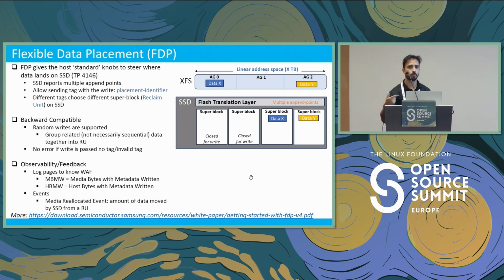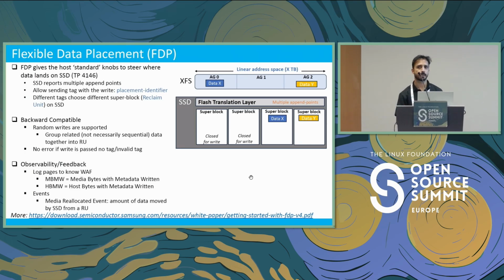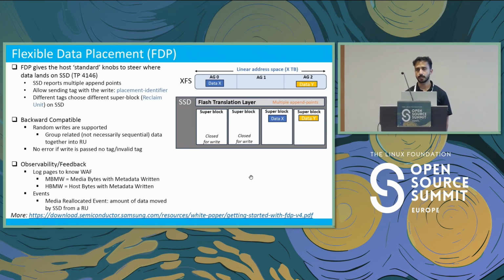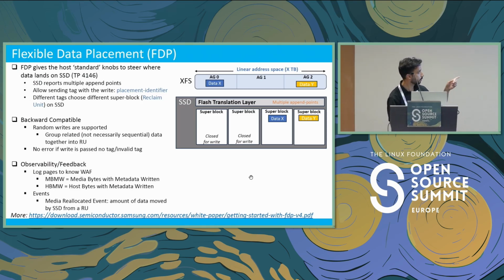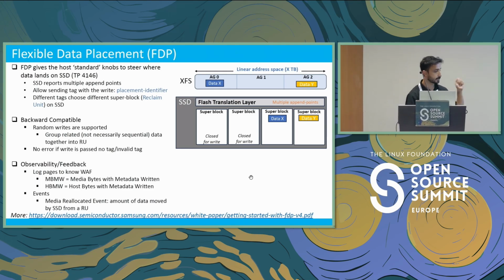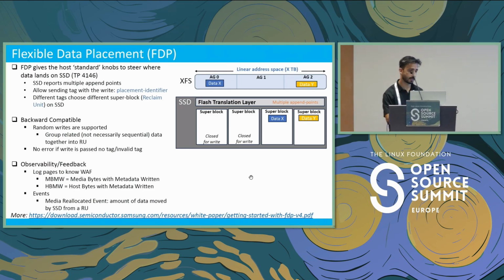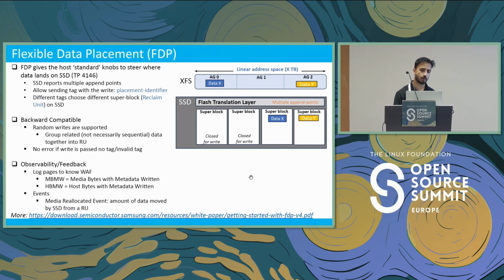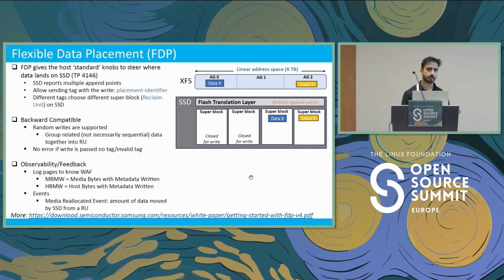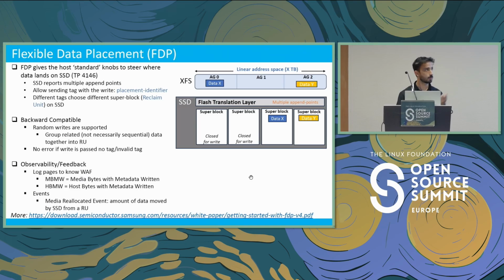There's a feedback mechanism. You could know that the benefit is not coming. You will not get errors, but when you check it, you may see that your WAF, your write amplification, has not improved, and that part comes from the feedback mechanism from the device. The device is going to provide extra log pages that you can query, and you would know how much data has actually been written by the SSD and how much data the host asked to write. With these two values, you can determine the write amplification.